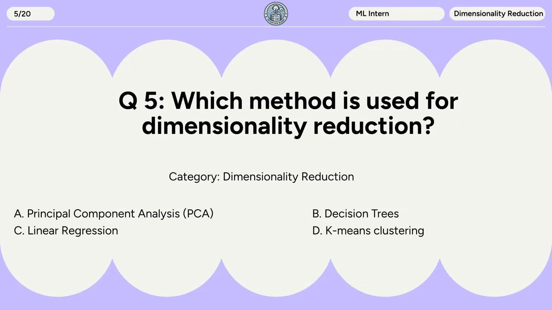Question 5. Which method is used for dimensionality reduction? A. Principal component analysis. B. Decision trees. C. Linear regression. D. K-means clustering.